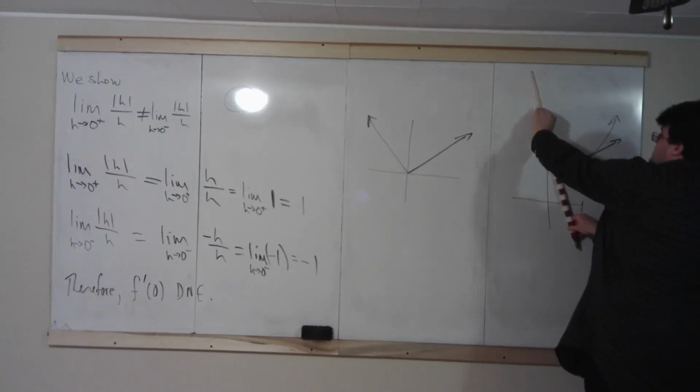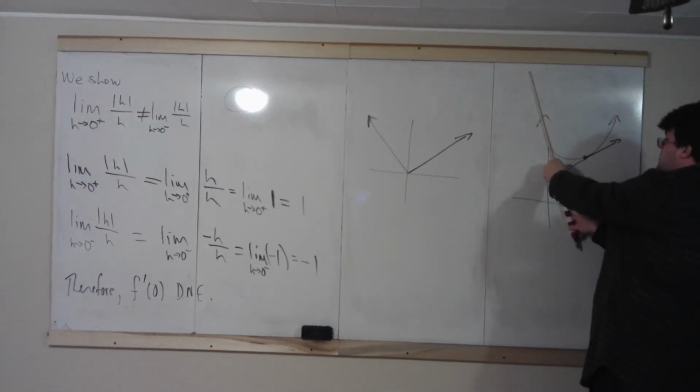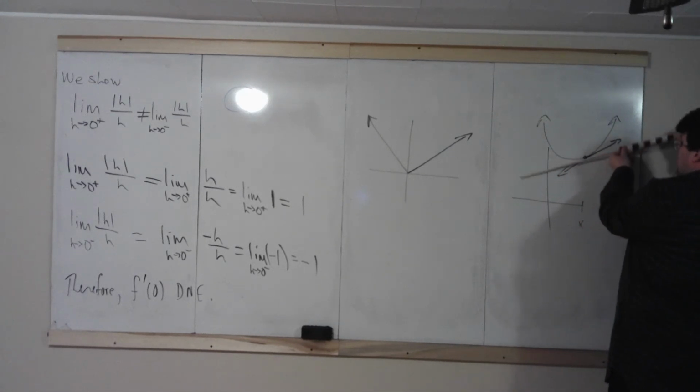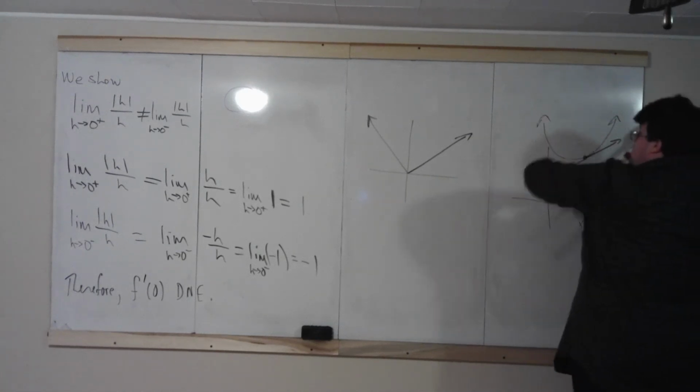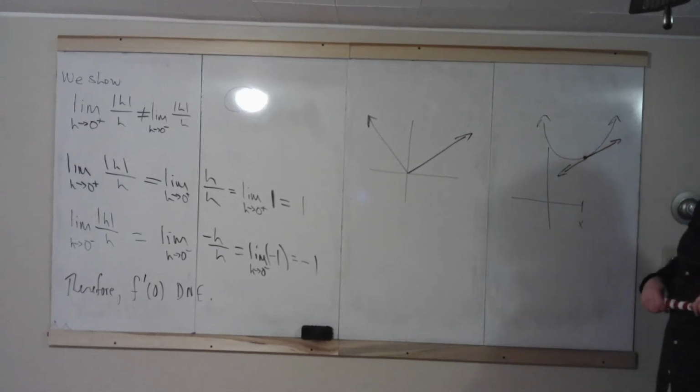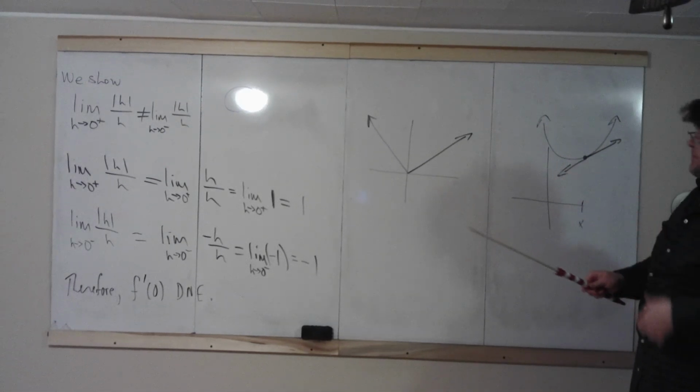So let your writing implement, or just take a tangent line, say, over at this x value. Let that travel along this parabola. You can imagine this moving in a smooth manner. Now, what does that look like for the absolute value function? What does that look like for the right half of the absolute value function?